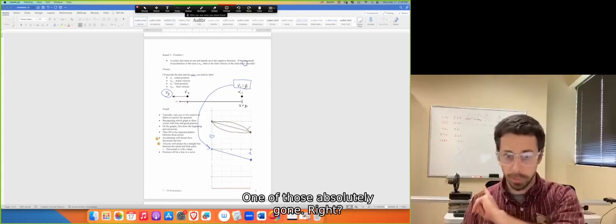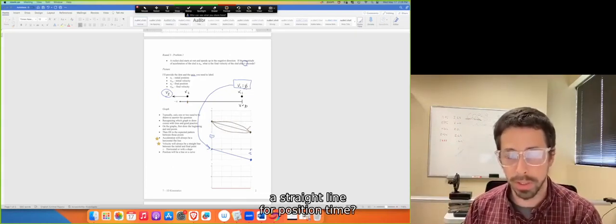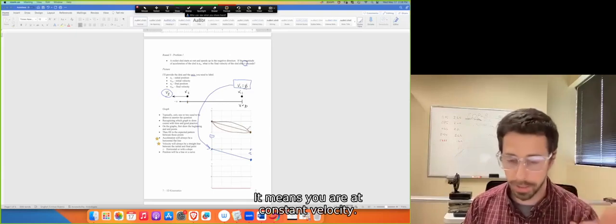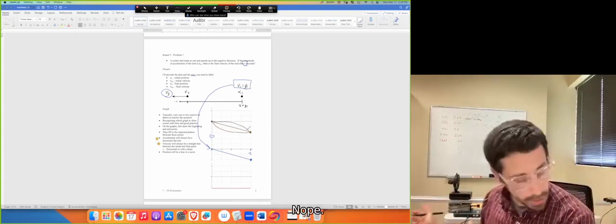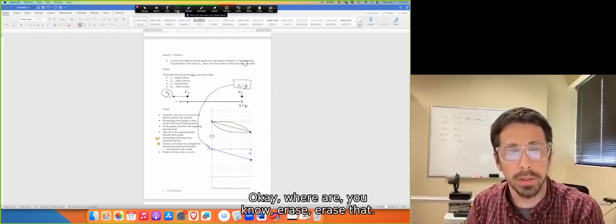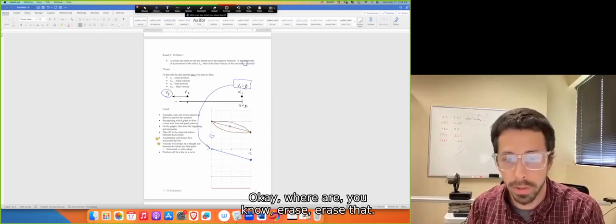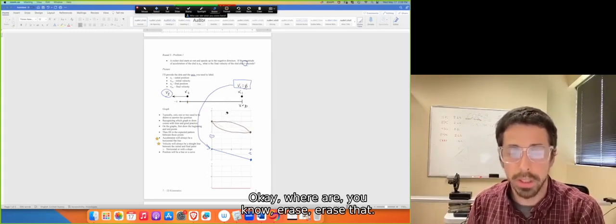One of those is absolutely gone, right? What does it mean to be going in a straight line for position time? It means you are at constant velocity. Was that thing moving at constant velocity? Nope. So straight line is gone. Okay, where are you? There we are. Oh, nope. Erase, erase.